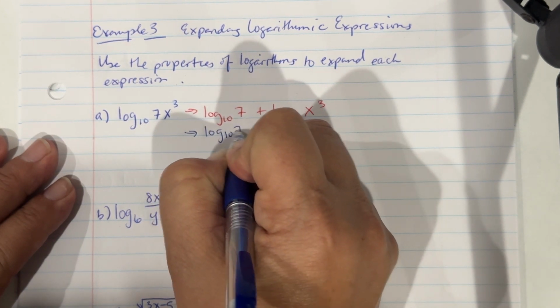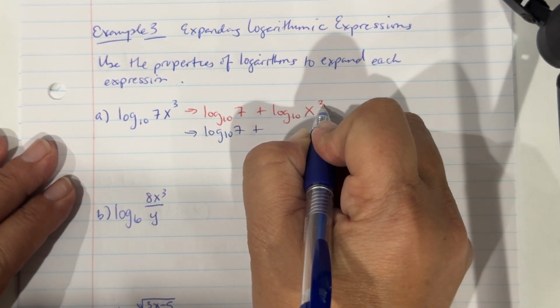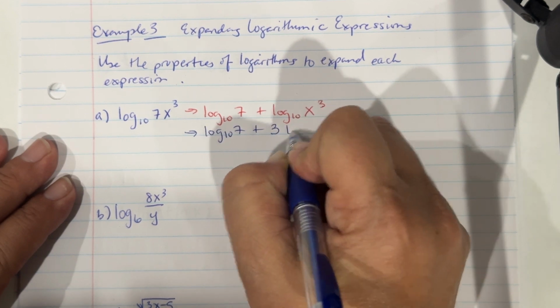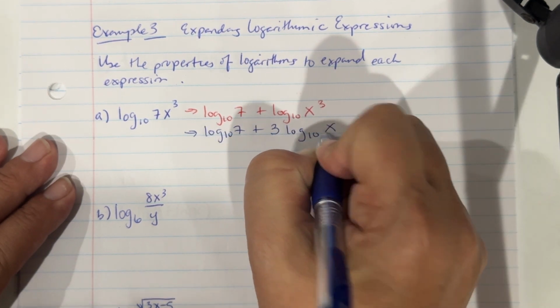Log base 10 of 7 slides down. The 3 is the exponent, so 3 is going to come in front of log base 10 of x.